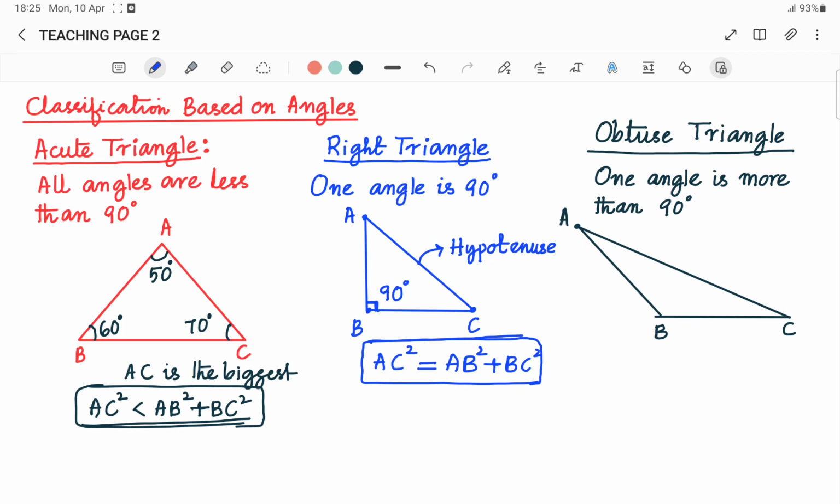Next, coming to the obtuse triangle. Here one angle must be more than 90 degrees. Suppose I assume this angle as 120 degrees, then this one I can take as 40 degrees and this one as 20 degrees. You can name this an obtuse triangle. In an obtuse triangle, obviously AC is the biggest side, and AC square will be greater than AB square plus BC square.